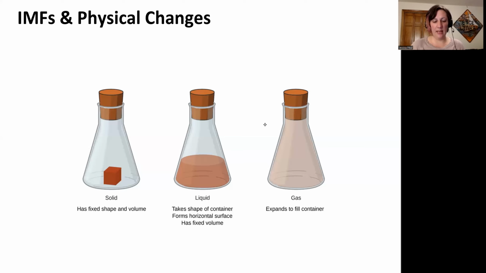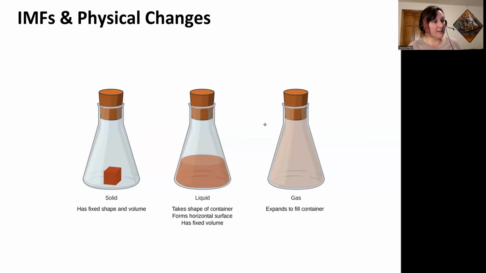Now we're going to apply what we know about intermolecular forces to physical changes. Physical changes for a compound are changes to a physical property that doesn't change how the atoms are actually bonded together. And so the structure of our molecule stays the same through a physical change. A chemical change would actually change what that molecule looked like, how the atoms were bonded together.